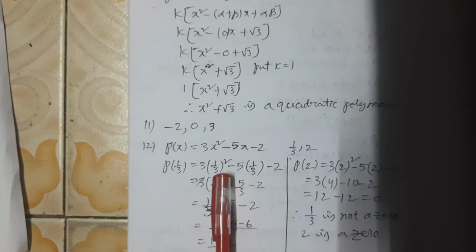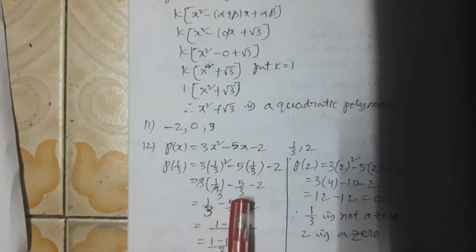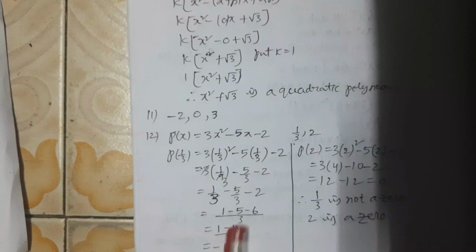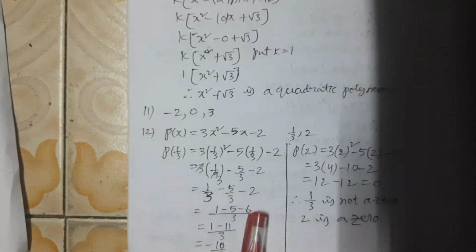So 3 into 1 by 3 square means 1 square means 1 only, 3 square means 9. Minus 5 into 1 by 3, 5 ones are 5, 5 by 3, minus 2. Now 3 ones are 3, 3 threes are 9. So 1 by 3 is the answer here. Minus 5 by 3 minus 2.